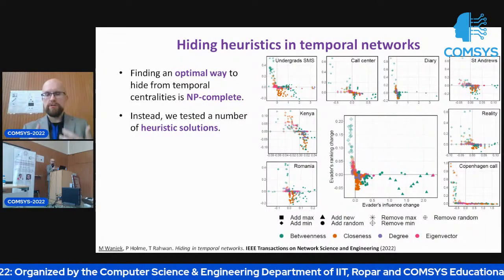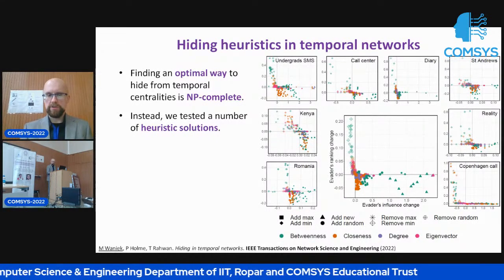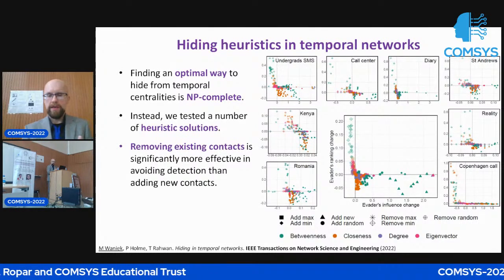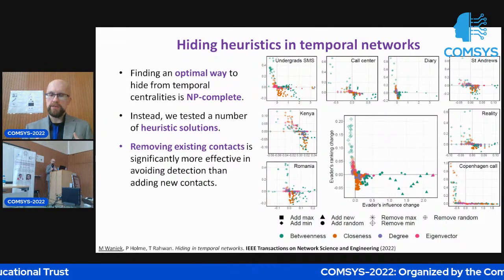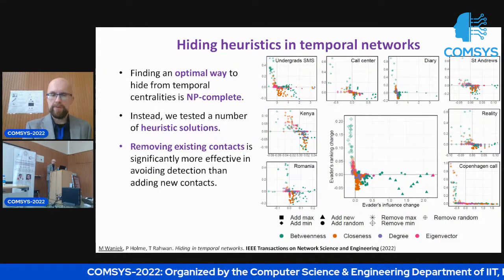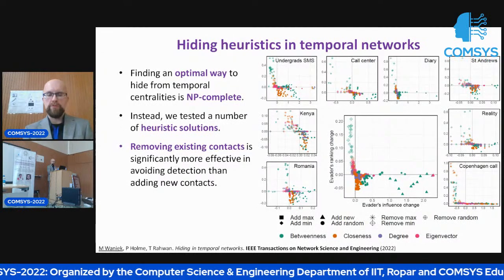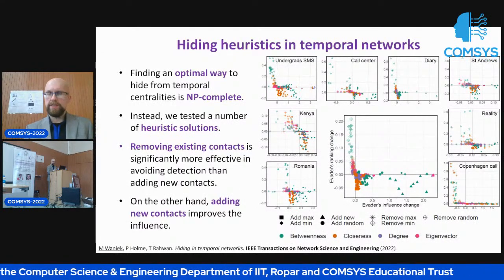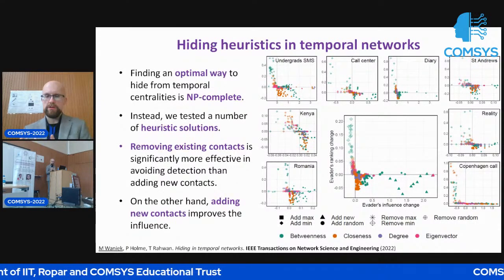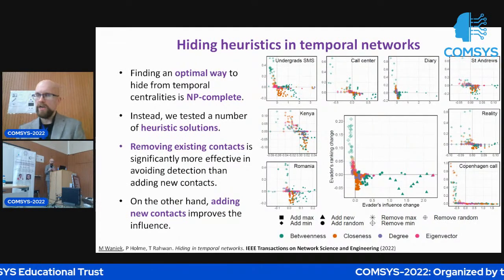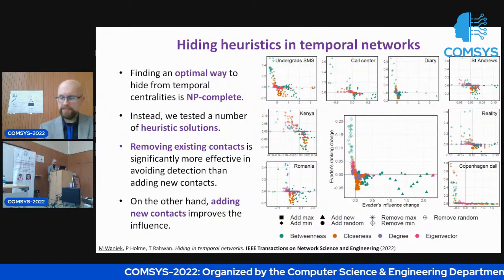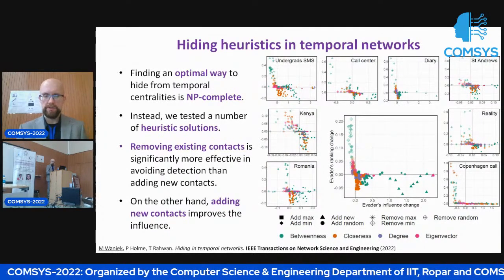So the general trends that we can see in this plot is that the removal heuristics, the heuristics that are kind of empty points, again, the removal makes me more hidden, because for removal, I'm losing a little bit of influence. I'm closer to the left-hand side of the plot, but I'm also up the plot. So I'm being more hidden. While the addition of new contacts, the addition of new meetings between nodes in this network makes me more influential, but at the same time less hidden. So I'm closer to the right-hand side of the plot, but I'm also lower. So we can see that the general trends remain the same in this very different network structure.